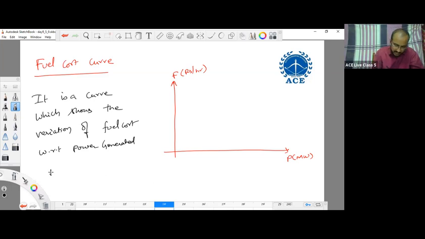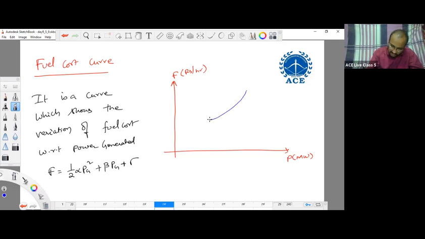So if you observe this fuel cost equation, what do you have? Half alpha Pg square plus beta Pg plus gamma. This is the fuel cost equation. So if you plot this fuel cost in rupees per hour with respect to power generation in megawatt, this is a second order equation.